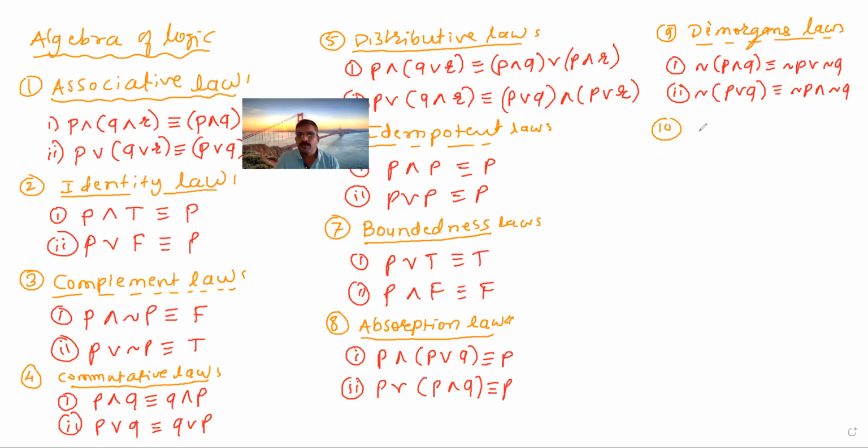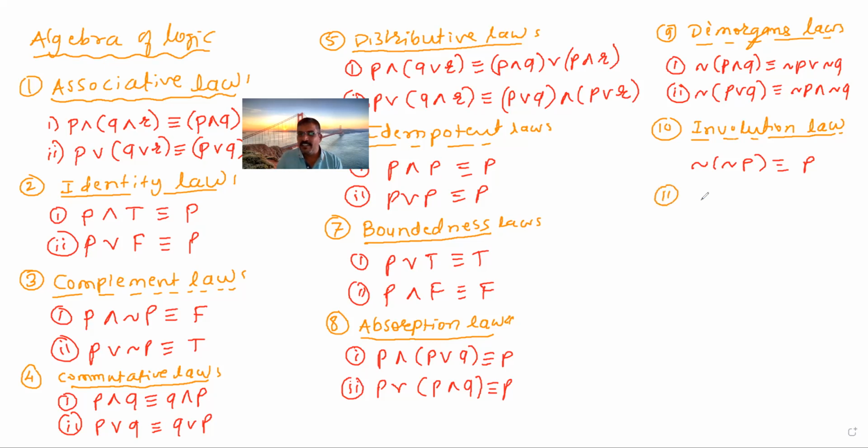Now the 10th law is involution property. Involution law. This is only one law, not laws. Negation of negation of something: the negations cancel out. The answer is P. This is involution property. Now the next one, 11th property. It is a very easy property.